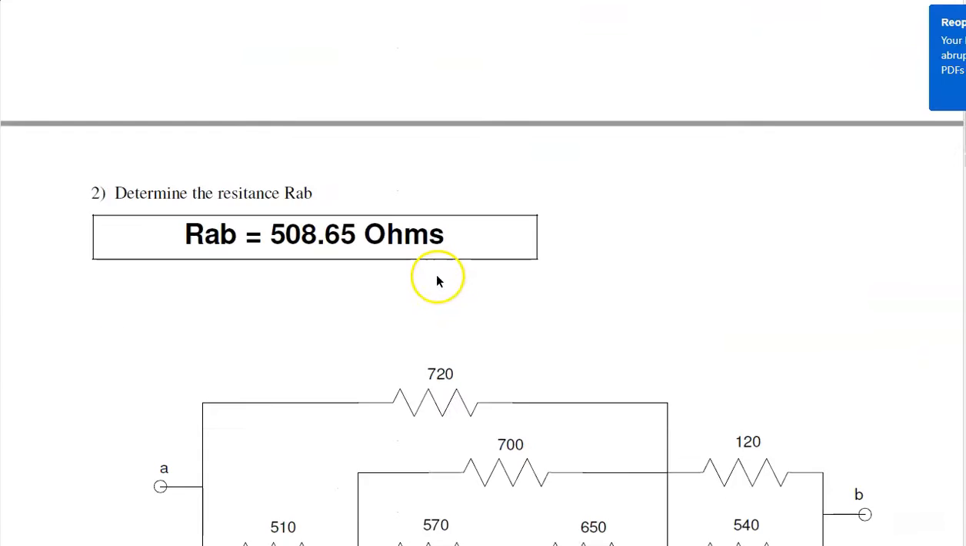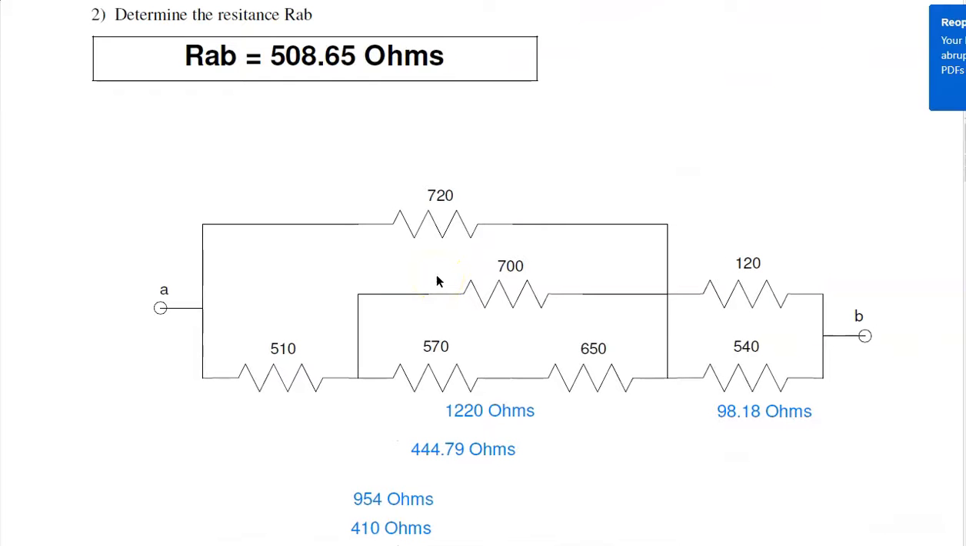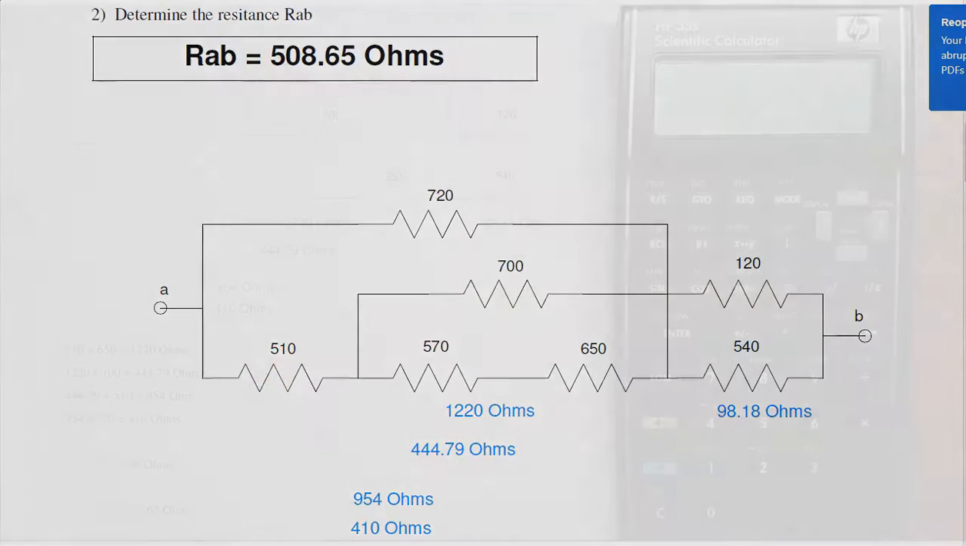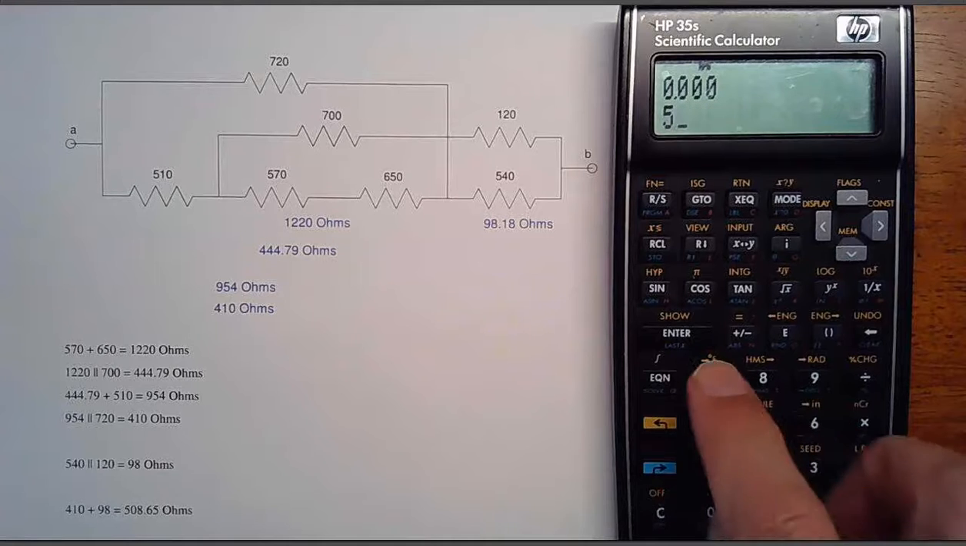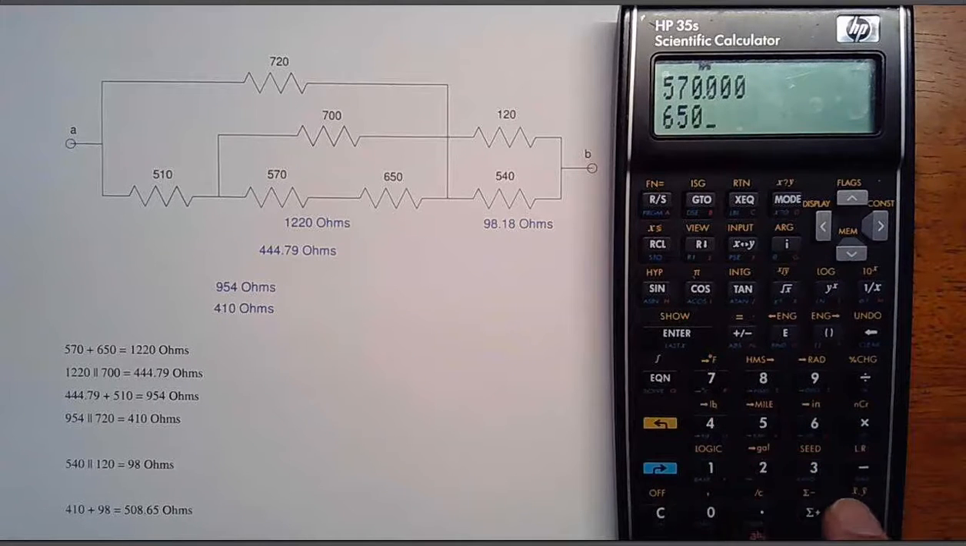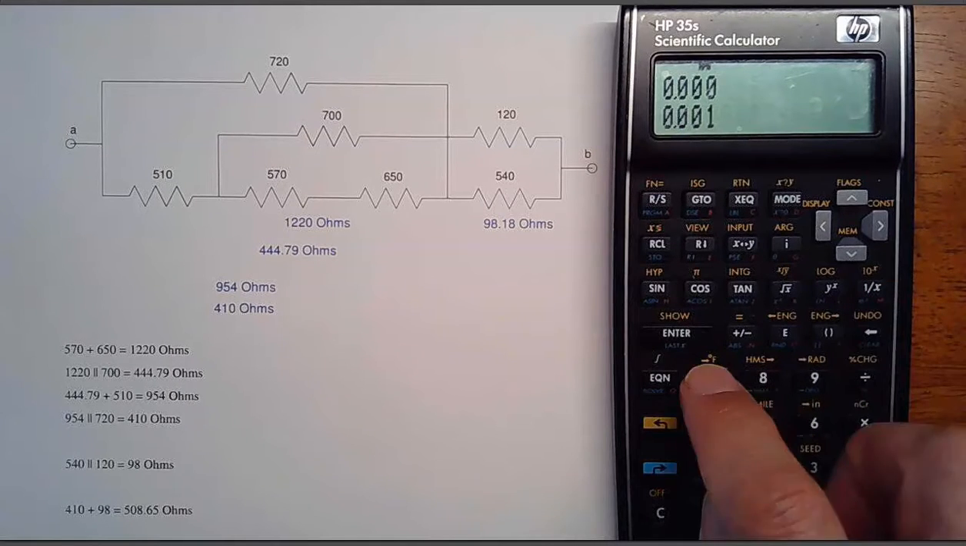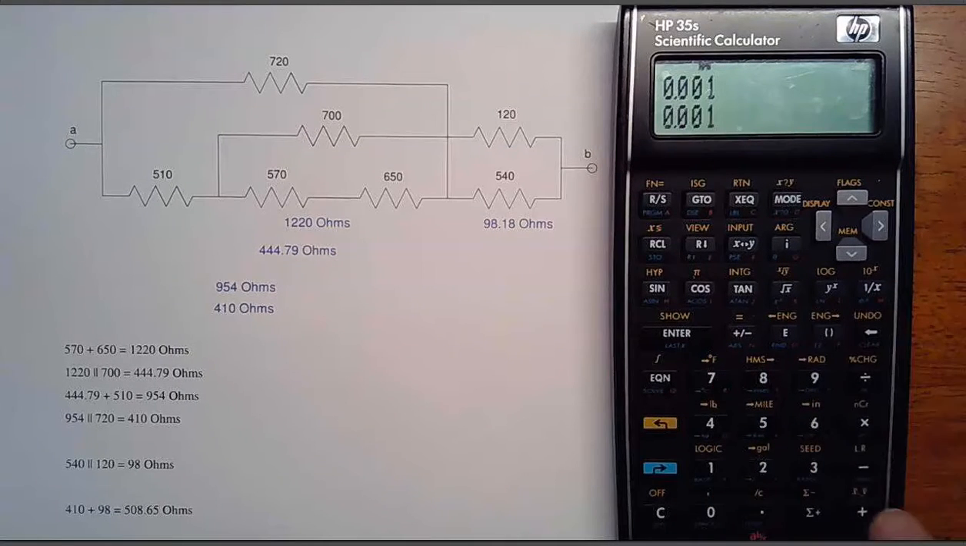On problem 2, this is adding resistors in series and parallel. This is where an HP calculator really shines. For example, to figure out these resistances, I would have 570 in series with 650. So it's 570, enter, 650, plus. That's 1220 ohms. And parallel with 700, 1 over R1, 1 over R2, that's 444 ohms.